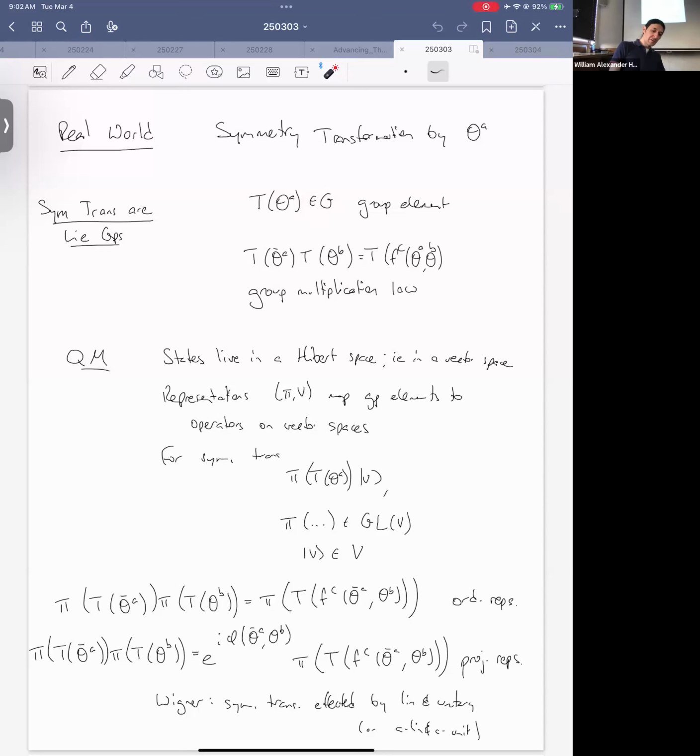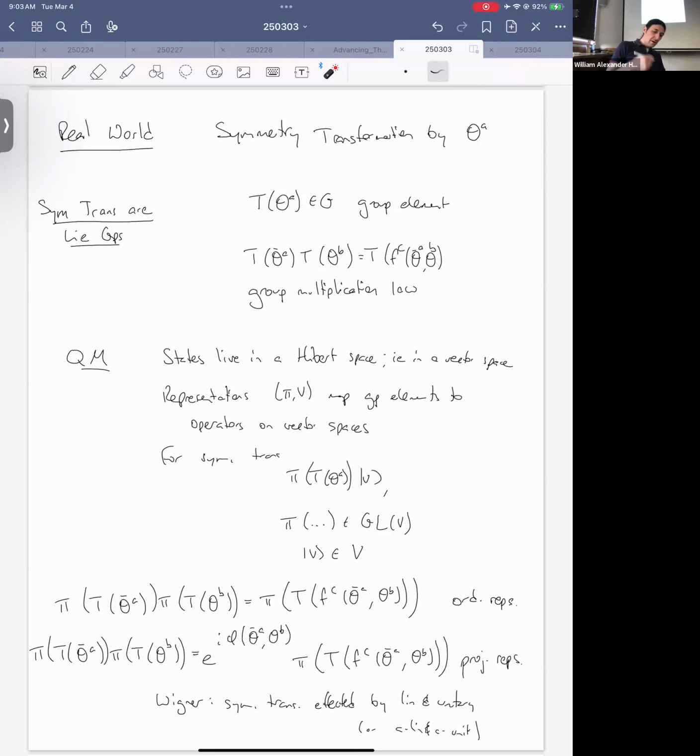Because it's an element of a group, there's a group multiplication law. So if I have a symmetry transformation by parameters theta B, followed by a symmetry transformation by parameters theta bar A, then that is the same as a symmetry transformation that is some function of the parameters theta B and theta bar A. It could be simple: if I'm thinking about just translations, and I translate by 5 meters, then translate by 8 meters, I just translate by 13 meters, just sum them. But there are more complicated functions, for example, when I have 2 rotations in 3D. That can be some complicated function of the 3 parameters that parameterize those 2 different rotations.